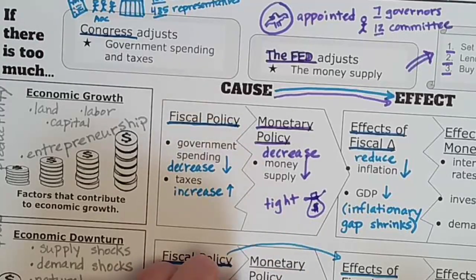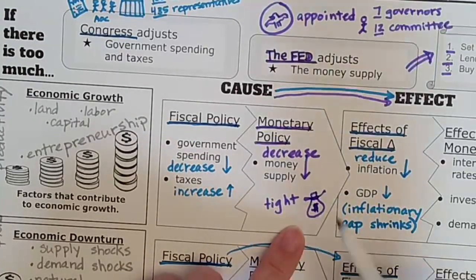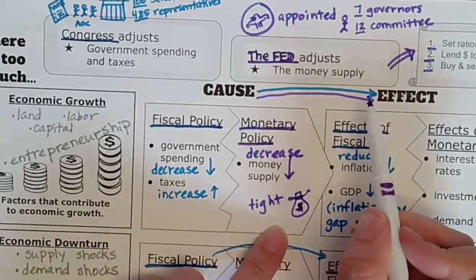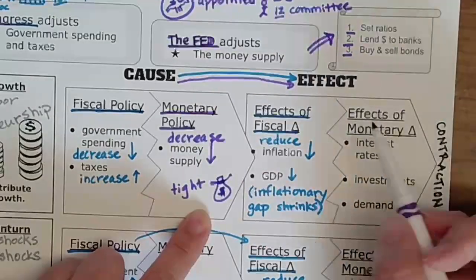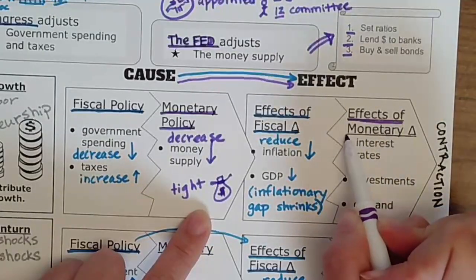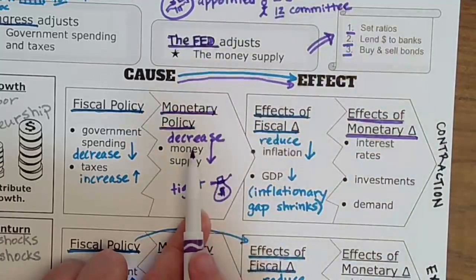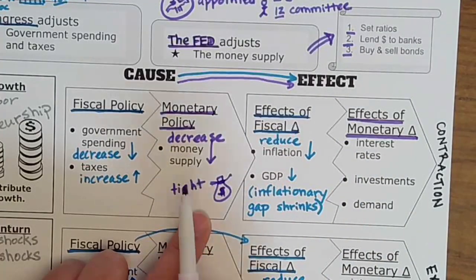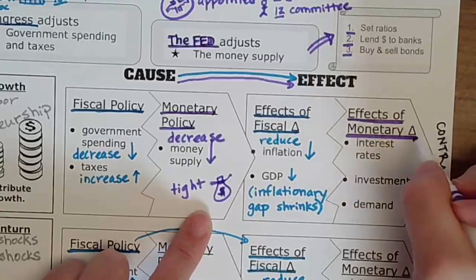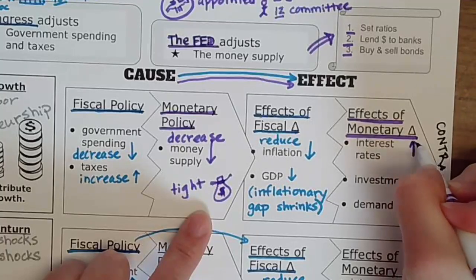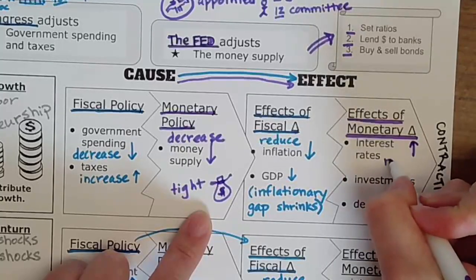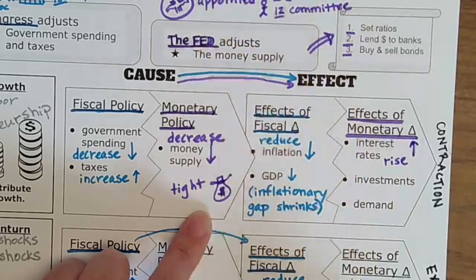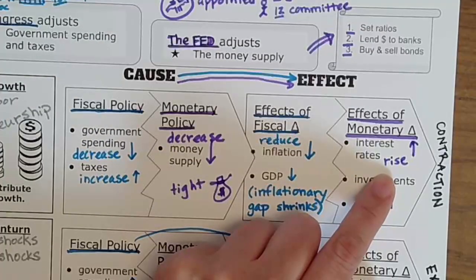When they decrease the money supply, that has an effect on the economy. So let's move over here to the effects of the monetary change that we just did here. If the Fed decreases money supply, interest rates are going to rise. Too bad for us if we're trying to buy something big at that time. Might want to wait. It really affects how much money you pay at the end of it all.